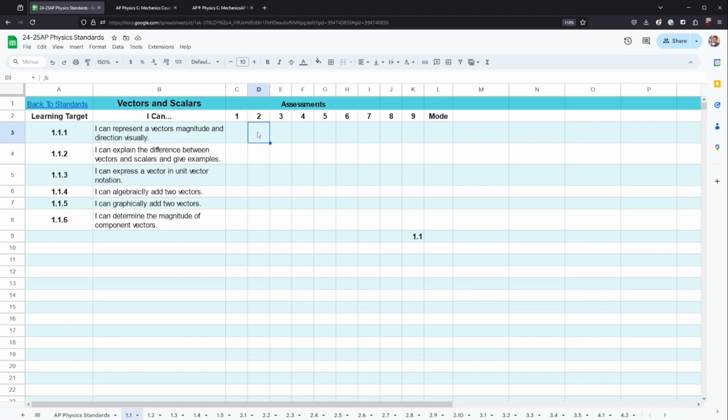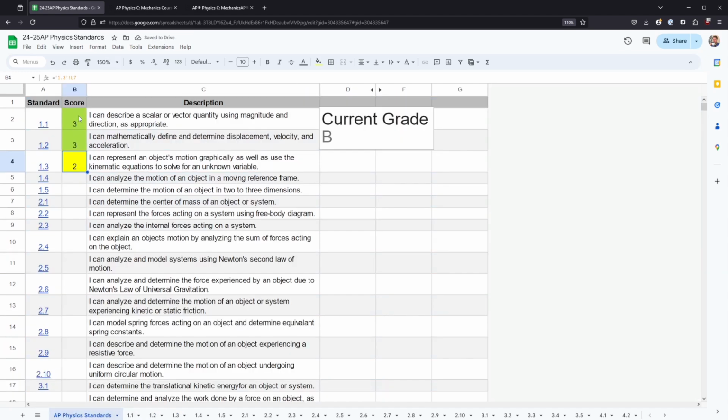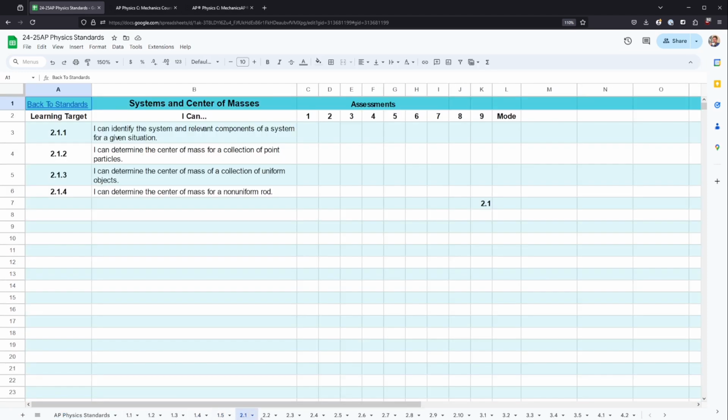So let's say we have a test here and you got a 3. Let's say you have a test here and you got a 3. And so now you have a 3 on that standard, a 3 on the next standard, and a 2 on this standard. Well, now your current grade is a B because you have more 3s than 2s. One thing to note is that these are all links to these sheets below. So all of these standards are broken into smaller learning objectives in the pages, the sheets below.